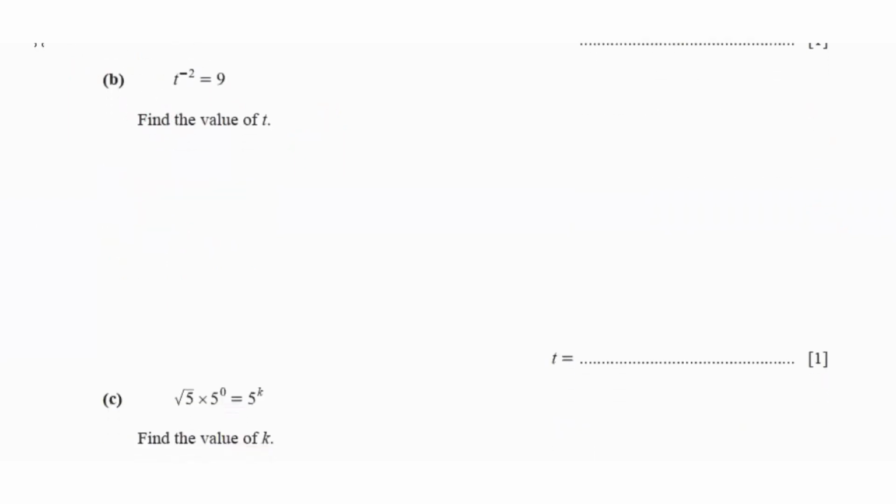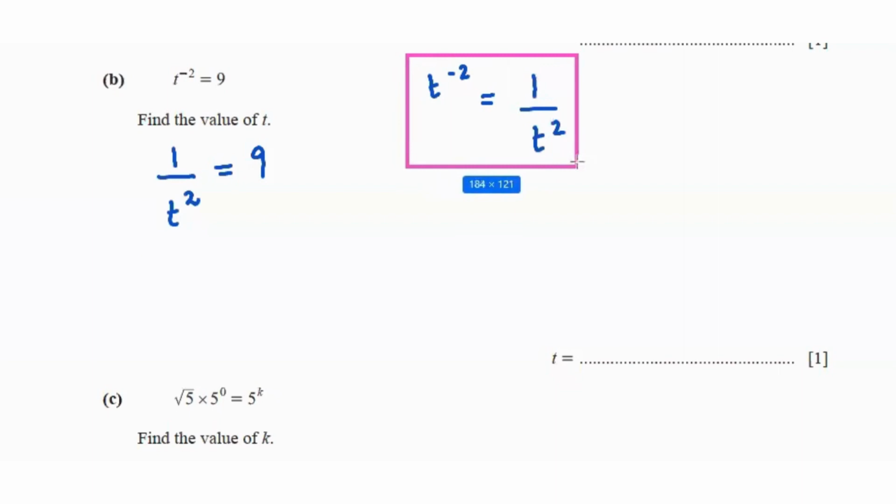Then it says find t, where t to the power of negative 2 equals 9. Let's rewrite the negative power as a positive power by bringing it down in the denominator. So 1 over t squared equals 9 now, because t to the power of negative 2 is the same as 1 over t squared. One of the rules of indices again. That's how you make negative powers positive. So we can say 1 over 9 equals t squared now. Cross multiply them.